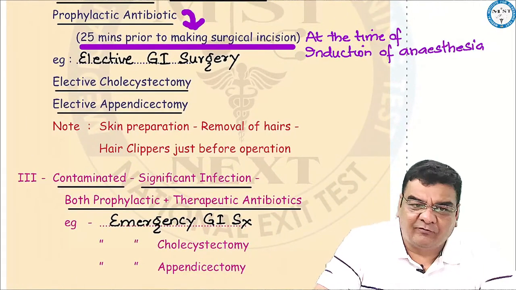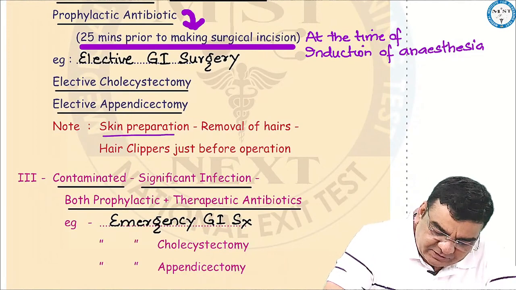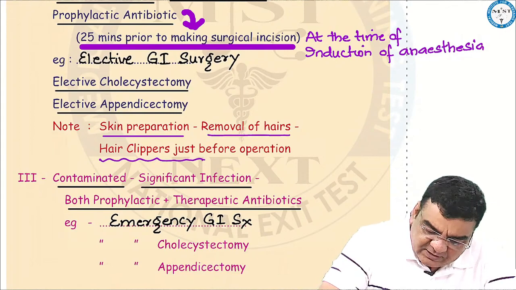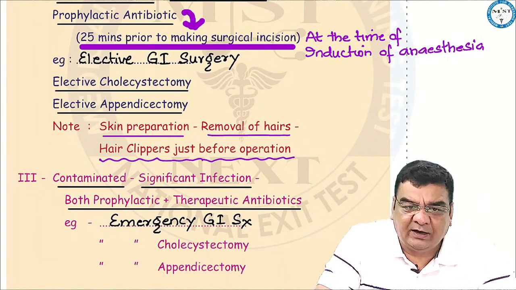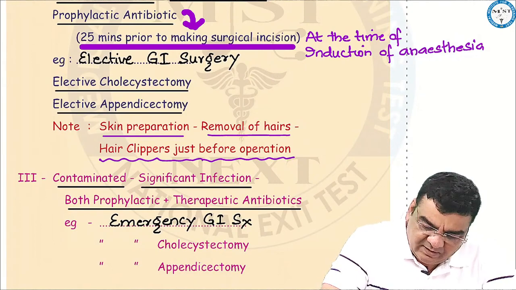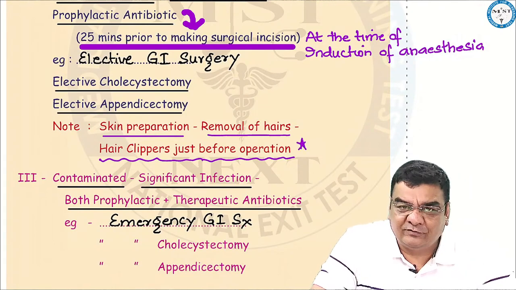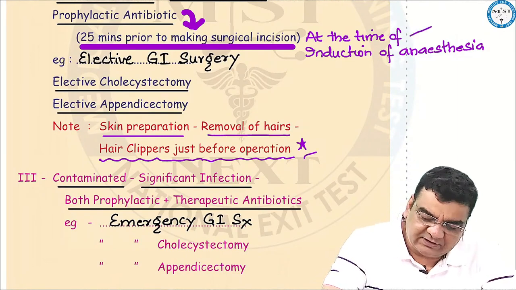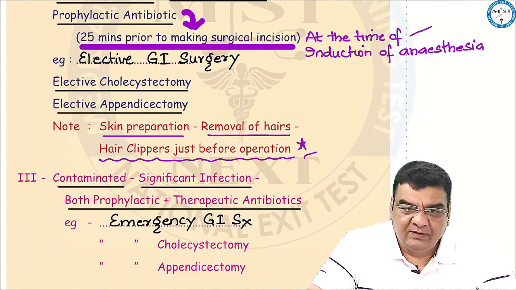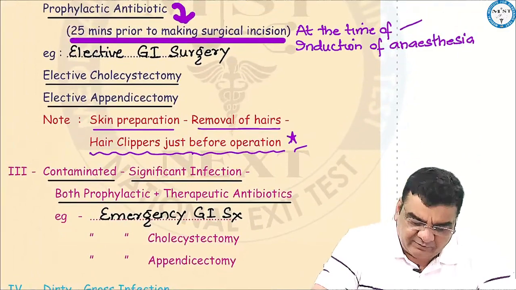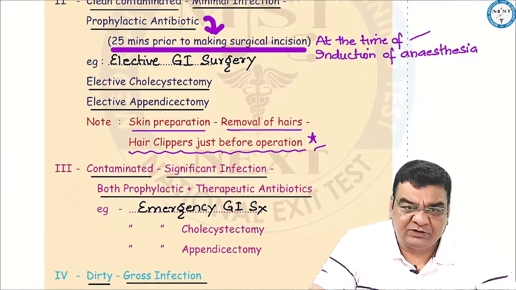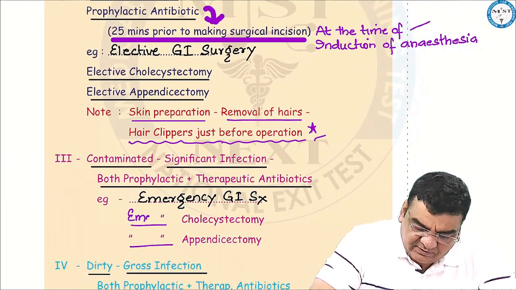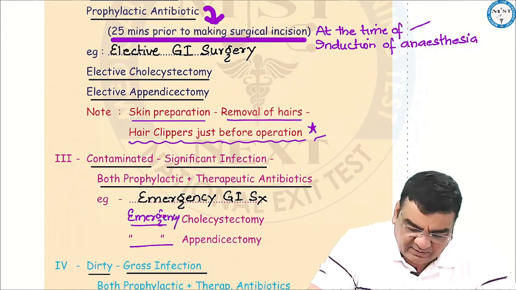To remove the hairs from the operative site, skin preparation, removal of hairs, it is done by using hair clippers just before the operation. Hair clippers just before the operation. This was the question on 4th of June 2022. Since they asked this on 4th June, they may ask this on 17th of December. If the examiner is talking about emergency GI surgery, whether emergency cholecystectomy or emergency appendicectomy, then this will belong to class 3.